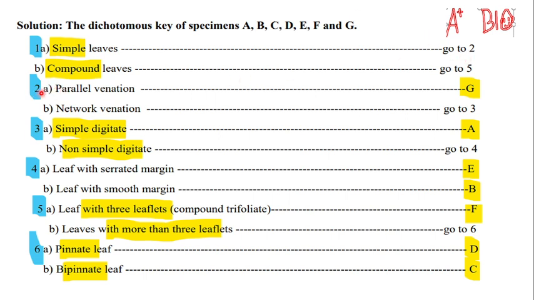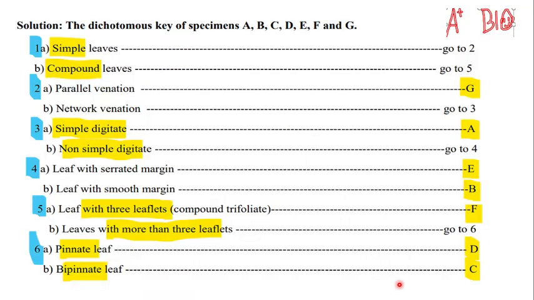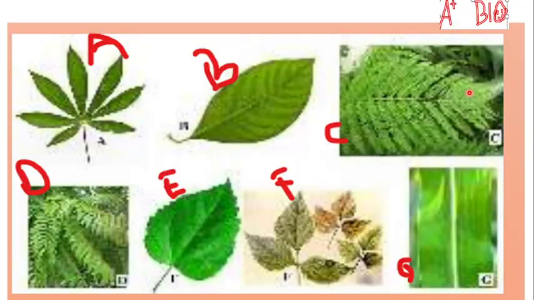Now on characteristic number 2, you should say type of venation. If it is parallel venation, only one G is there. That's why on parallel venation we already did, to say that on point number 2, G. You see, it is parallel venation as I told you. Their veins are parallel, as I told you.